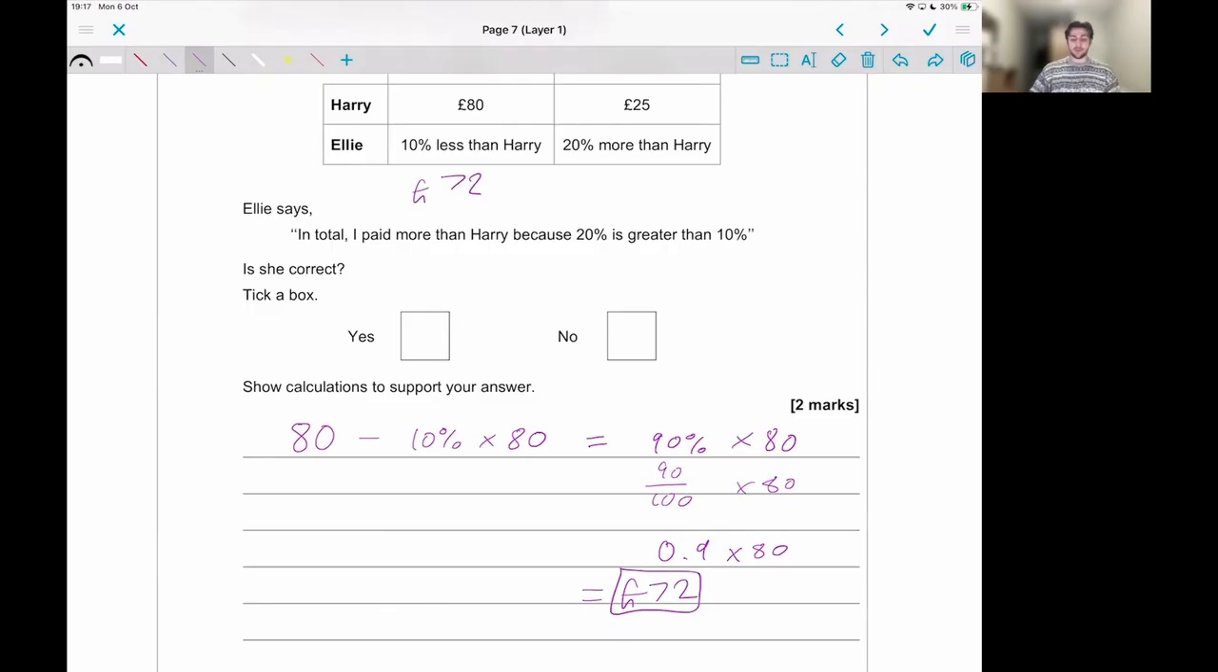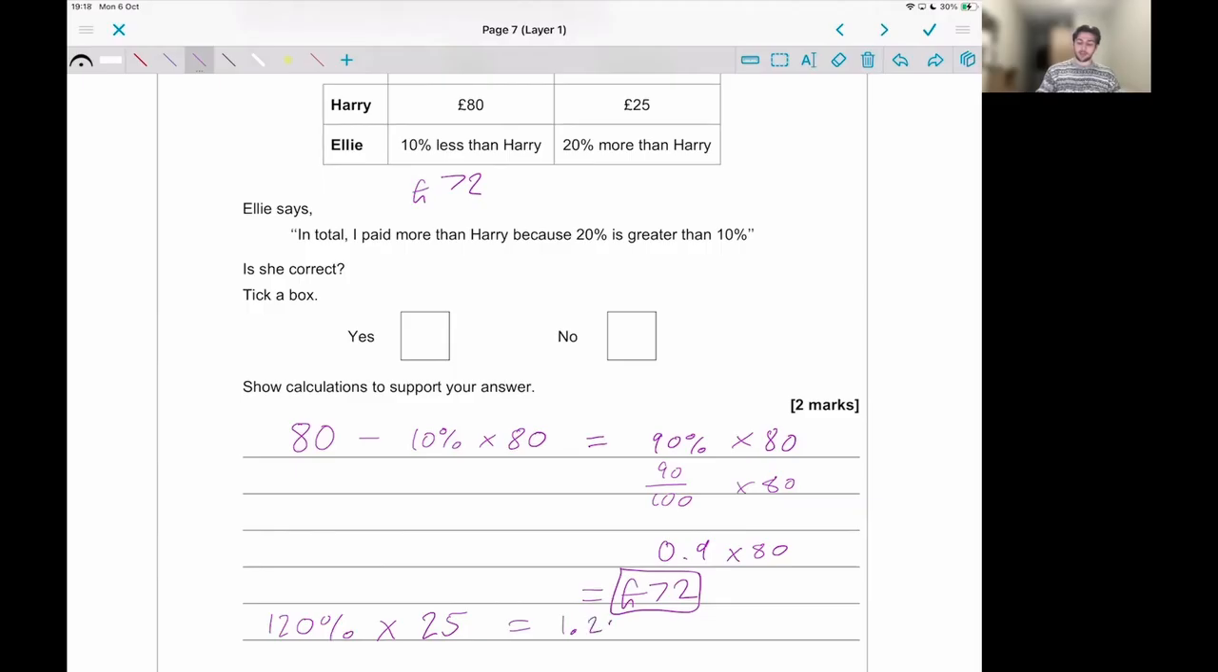How much did she pay for the hard drive? Well, she paid 20% more than Harry, and Harry paid 25. So rather than doing 25 plus 20% of 25, we're going to know that if we had 100% and we add 20%, we're going to get 120%. So we can work out 120% times what Harry paid, which is £25. And again, type that straight into our calculator.